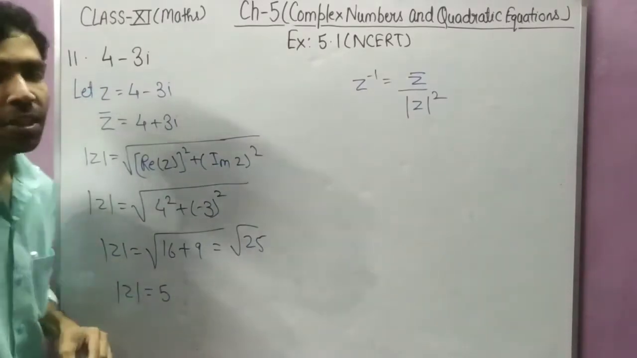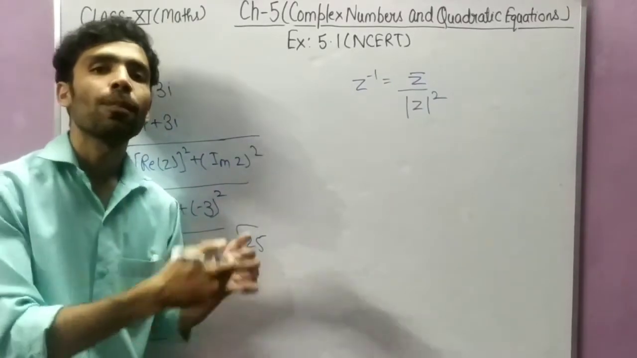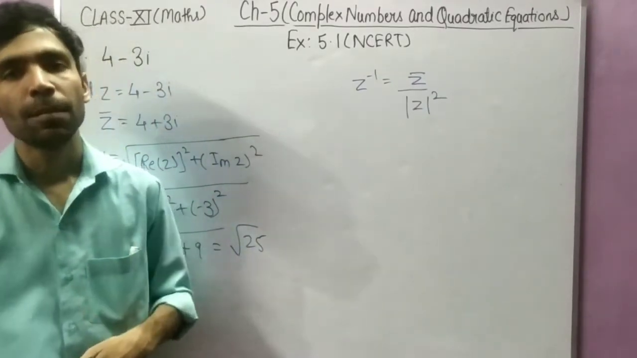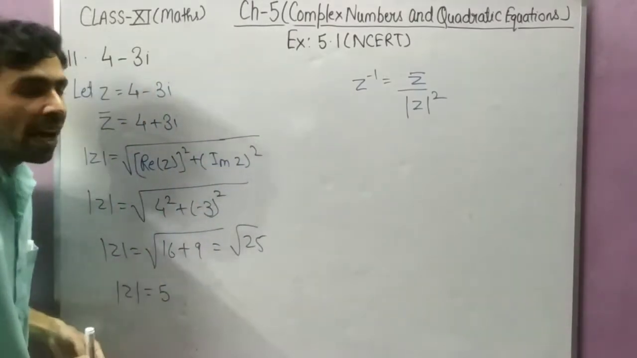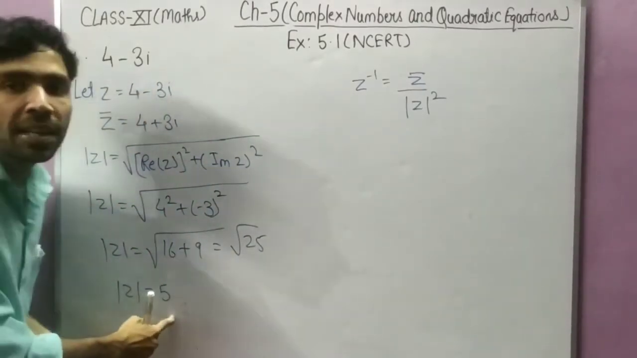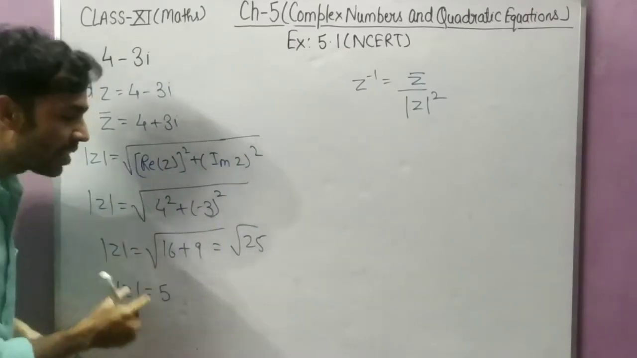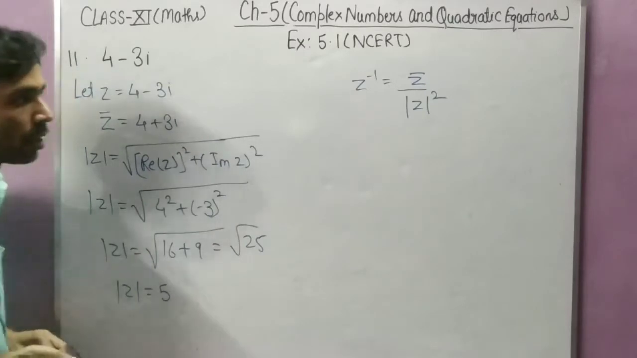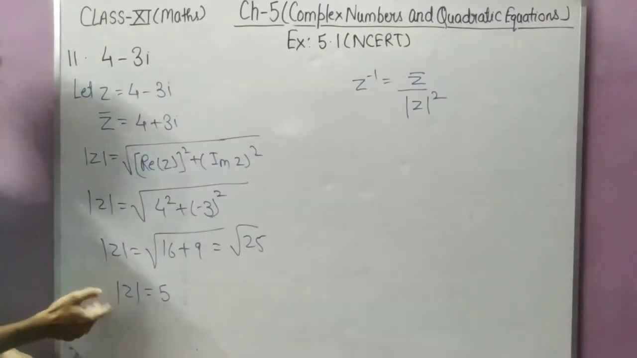We always take the positive value of modulus because we all know that the modulus of a positive as well as negative number is always positive. So that's why many of the students will ask that, sir, why is it not coming plus minus 5? Because it is modulus and modulus is always positive. That's why we are taking plus sign only. Okay. Now we got z bar also, we got mod of z also.